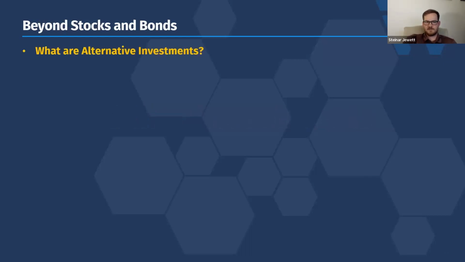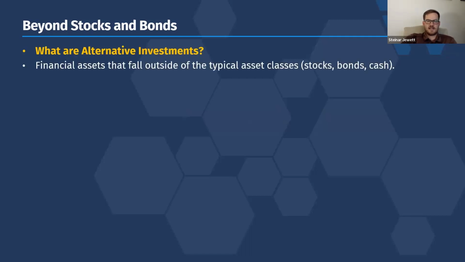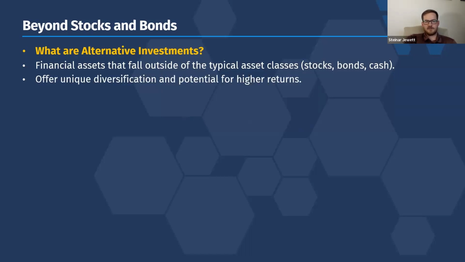First of all, beyond stocks and bonds are typically what we refer to as alternative investments. These are just assets that fall outside of the typical classes: stocks, bonds, cash. They offer pretty unique diversification potential. As we talked about before, not keeping all your eggs in one basket, alternative investments are a great way to get out of these traditional investments. They do have the potential for higher returns, but at the same time, it's balancing that again with risk. They're typically seen as more risky than those traditional stocks and bonds.